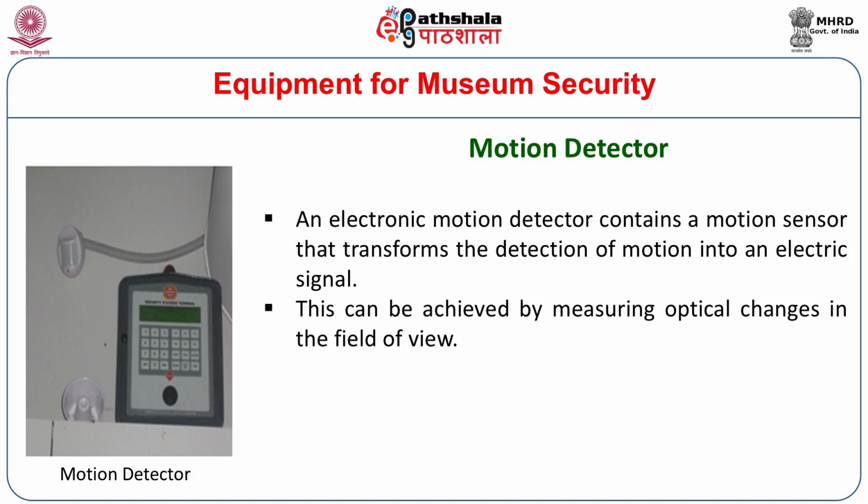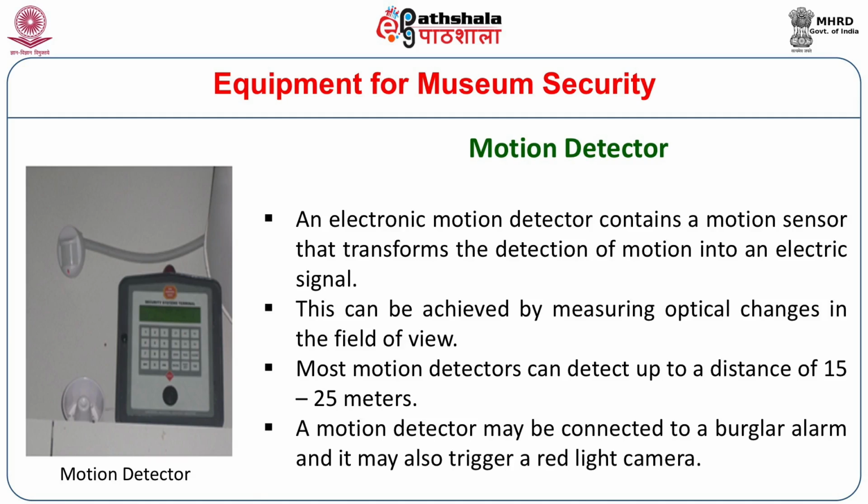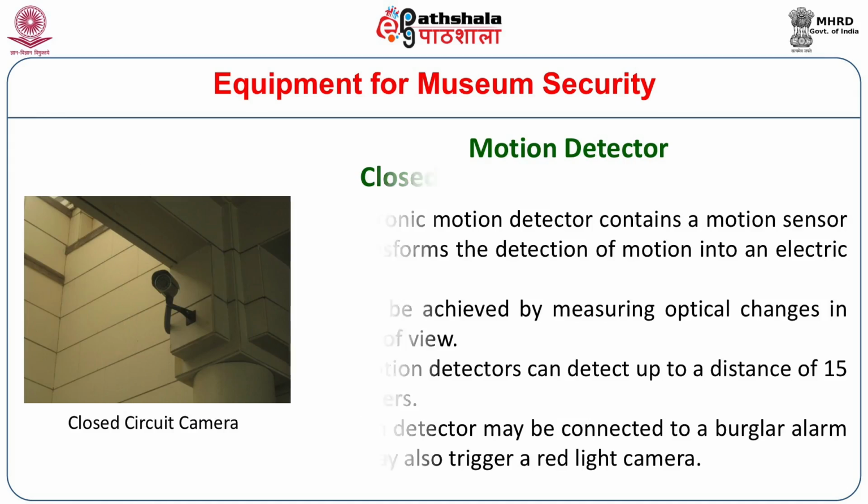An electric motion detector contains a motion sensor that transforms the detection of motion into an electric signal. This can be achieved by measuring optical changes in the field of view. Most motion detectors can detect up to a distance of 15 to 25 meters. A motion detector can also be connected to a burglar alarm system, and it may also be added to a red light camera.